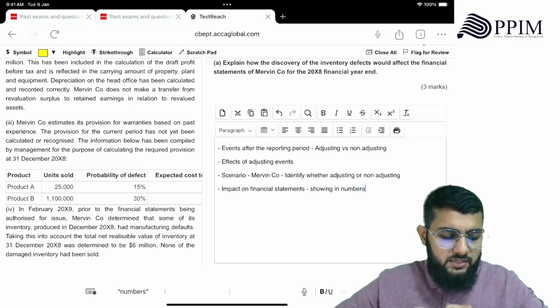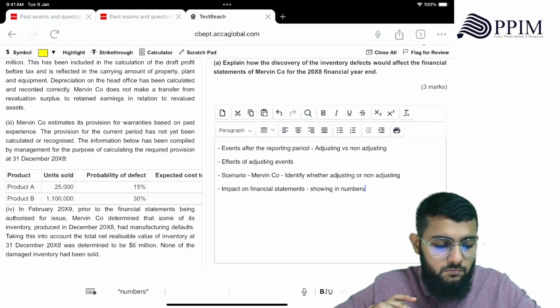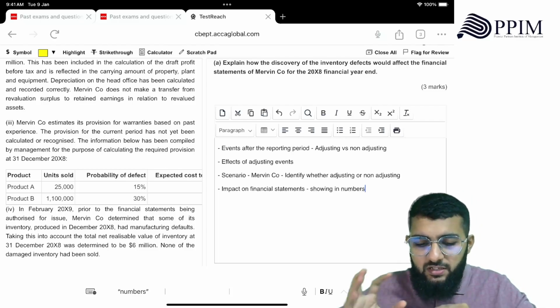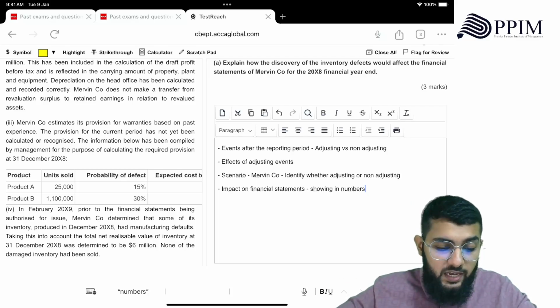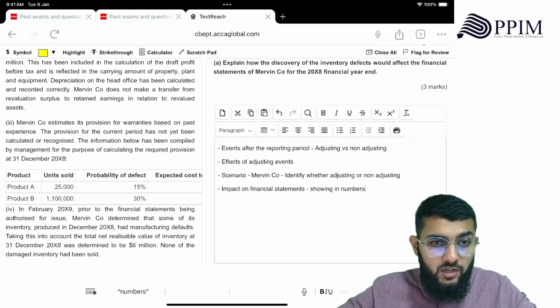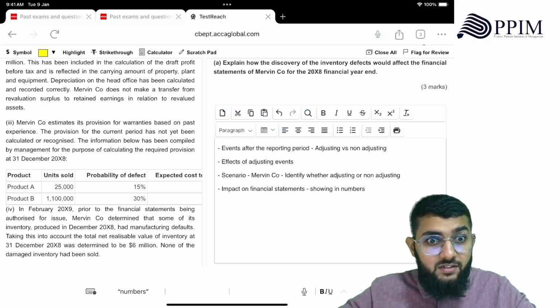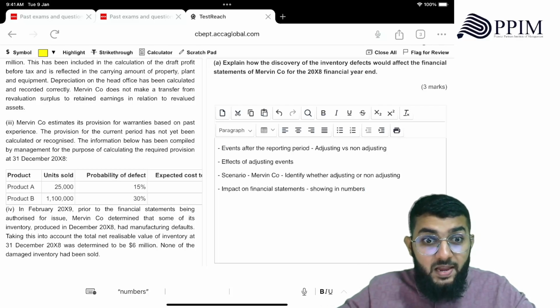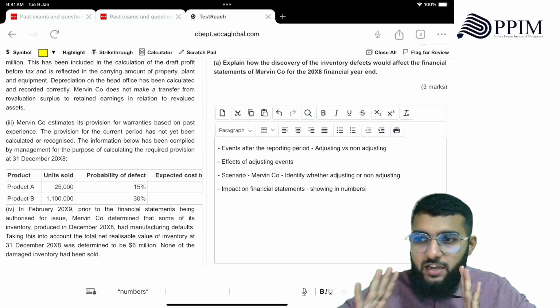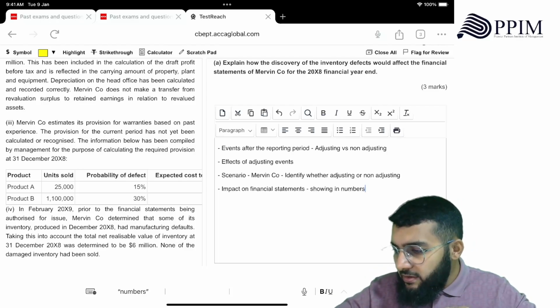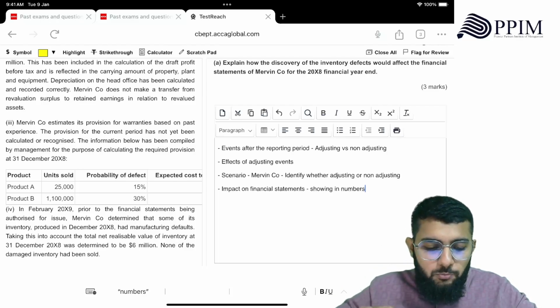Now let's read this note again. Now here you know the theory part: events after reporting period, adjusting versus non-adjusting. When there was a condition existing, that's an adjusting event. Now in Mervyn Co's case, it is inventories, and the defect had been there at the year end. Conditions existed, and now it's providing further information on conditions existing. So that makes it an adjusting event. You identify that properly.